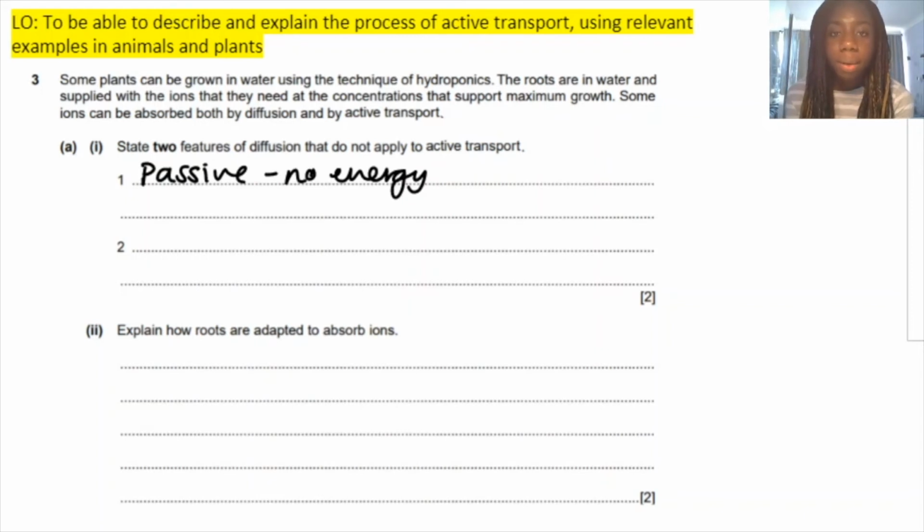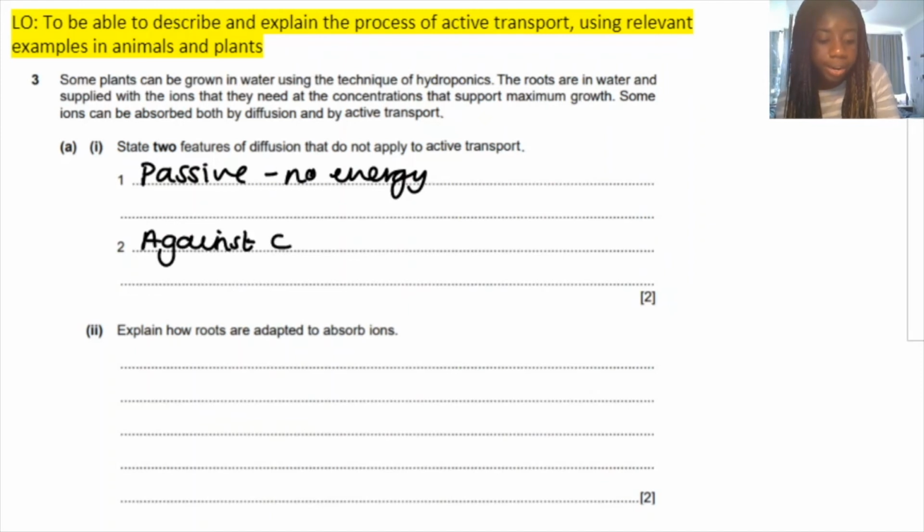And the reason why we need energy within active transport is because we're going against the concentration gradient, which we're not doing in diffusion. As in diffusion, we're going from our high concentration to our low concentration. So that could be a second point, we're going against the concentration gradient.